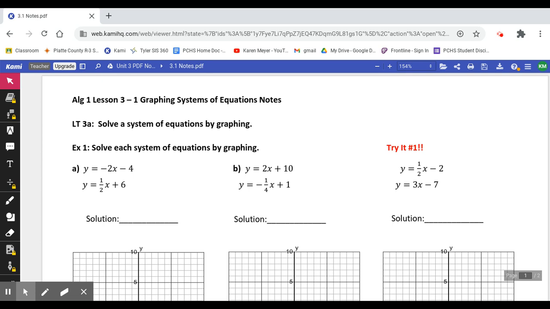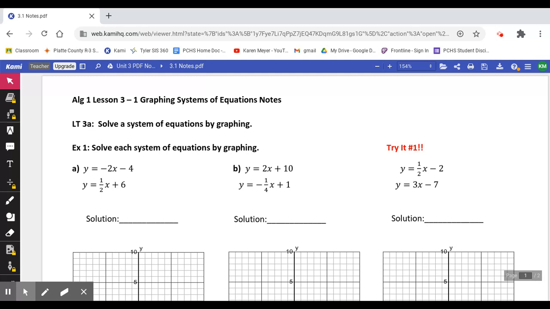In this video, we're going to talk about graphing systems of equations. In order to be a system, that means instead of just graphing one equation, you have to be graphing more than one. So all of our problems today, we're going to be graphing two equations on the same grid.